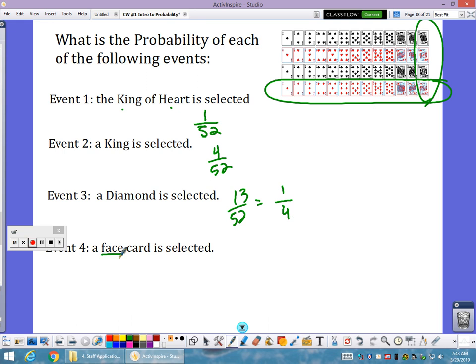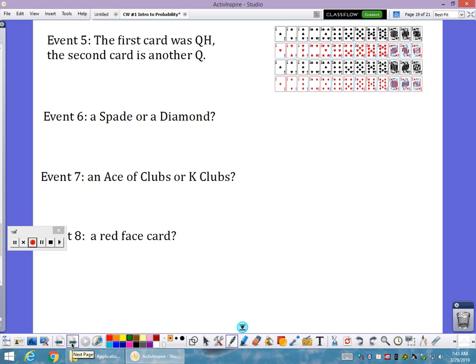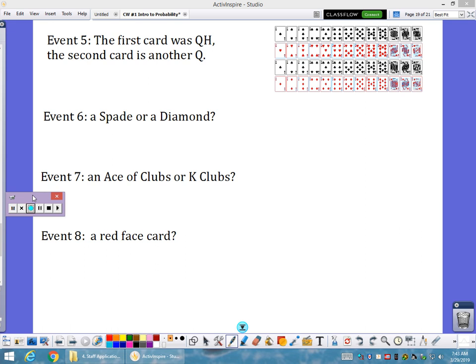All right, a face card. What is a face card? Face cards are all of these. All right. I would like you to do event 5, 6, 7, and 8 on your own piece of paper. Okay, so you are turning in event 5, 6, 7, 8. I'd like to see what you got for those.